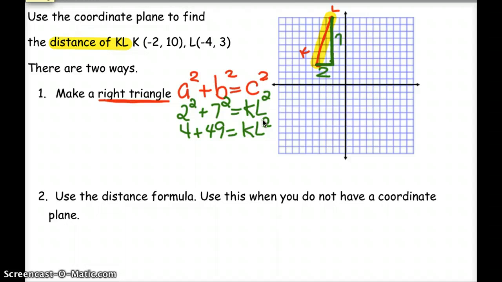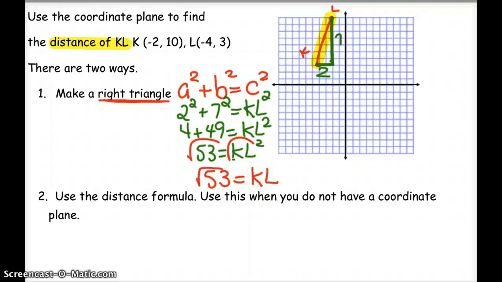I'm going to add my 4 and my 49 together. I'm going to get 53 equals KL squared. Now KL is the line segment, so now I need to get rid of the square. So I'm going to square root both sides. Square and square root are inverse functions and they cancel each other out. So now I'm left with the square root of 53 is KL. Your book will ask you also to round to the hundredths, and I did not get my calculator out here. So you guys go ahead and punch that in your calculator, square root of 53, and then write that down to the hundredths, which would be 2 decimal places.